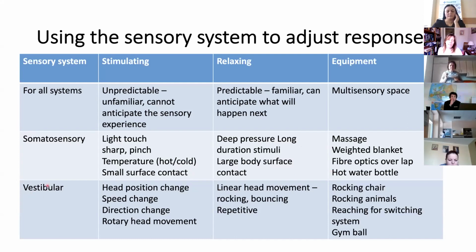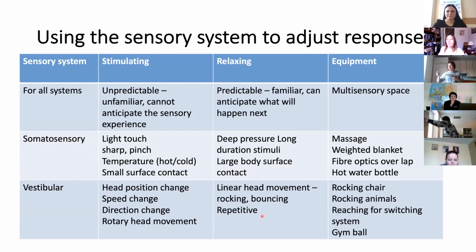And we've got the vestibular system, that's the inner ear telling you about movement. What we know is random head movement actually is stimulating, which is why when you go on a roundabout or a fairground ride, that can make you feel very stimulated. Whereas linear head movement, so rocking or bouncing, remember I said putting William on the gym ball will actually be relaxing, which is why we rock babies, because it has that linear action.